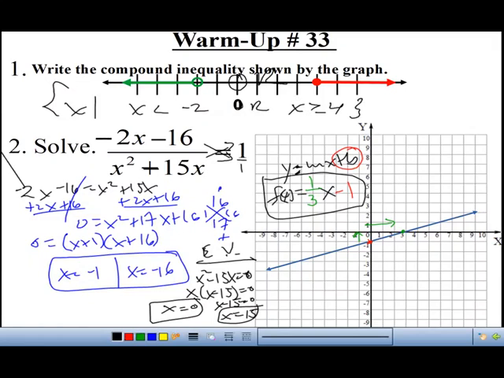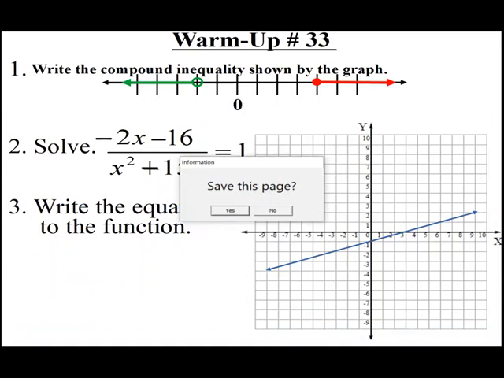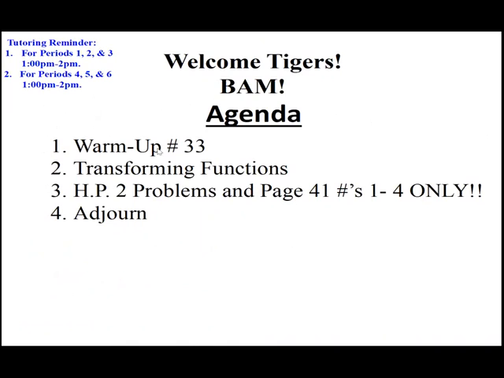All right, so the answers to the warm up are there on the screen. Make sure you check your work. Here's for number 1, for number 2, and for number 3. All right. Our agenda for today, we have warm-up number 33, which we already finished. We got transforming functions. Today we're moving on.